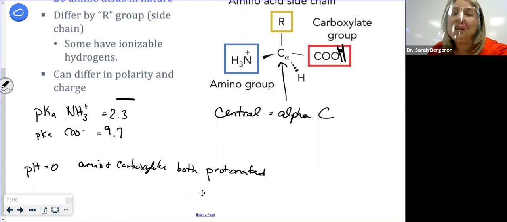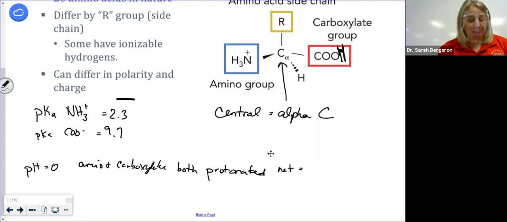So tell me, what's the net charge on this amino acid at pH 0? How many charges do I have? One. Where is it? Amino group. It's a positive. So what's my net charge?